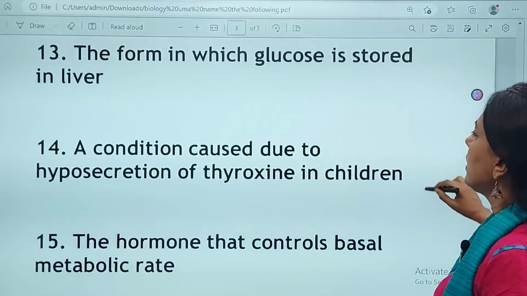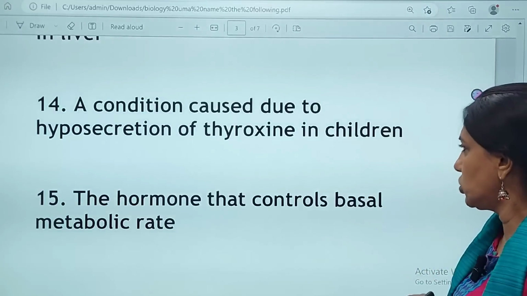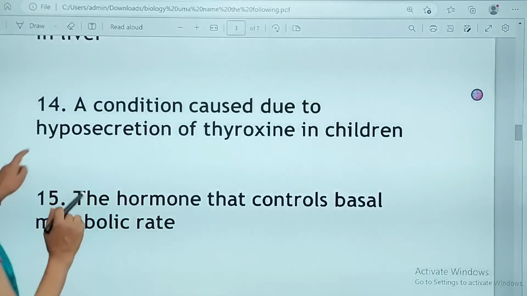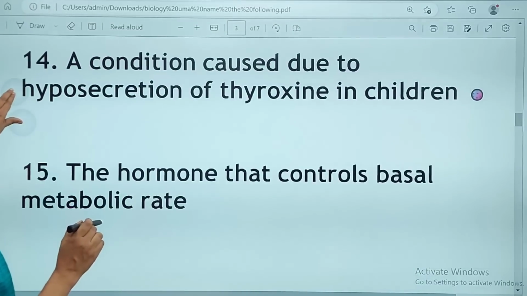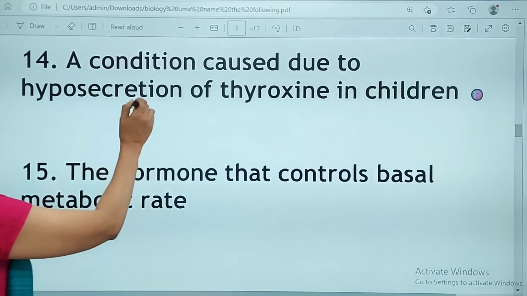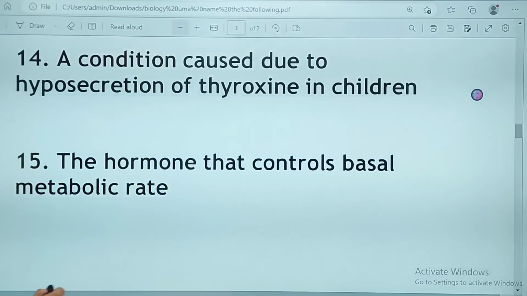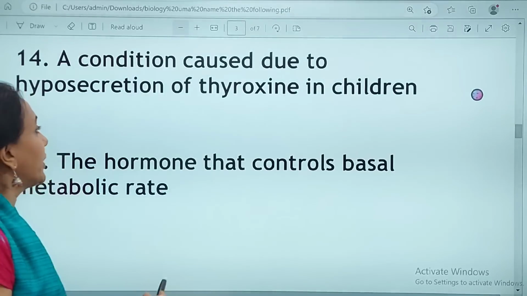A condition caused due to the hyposecretion of thyroxine in children. Let me tell you, hyposecretion. Hypo means what? Hypo means very little. Hyper means more and hypo means less. Thyroxine is a hormone. In adults, what it does is that it helps in the metabolism in the body.